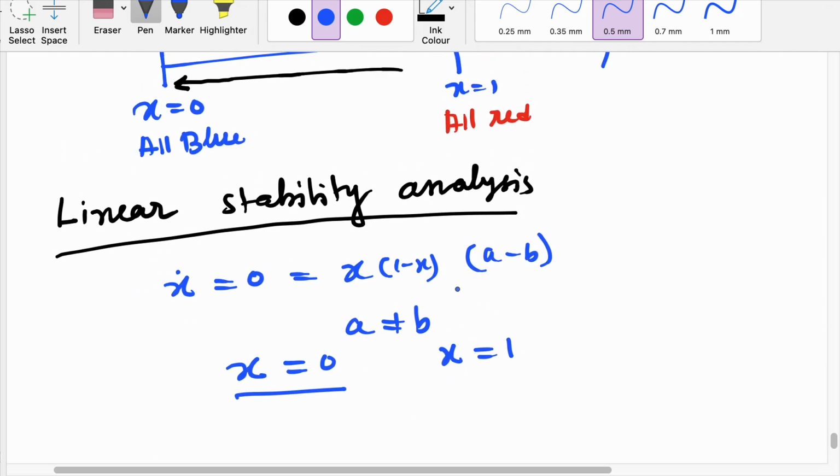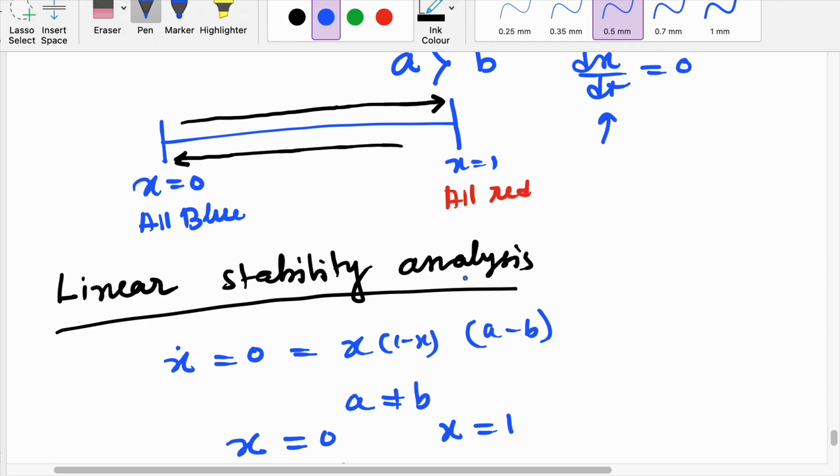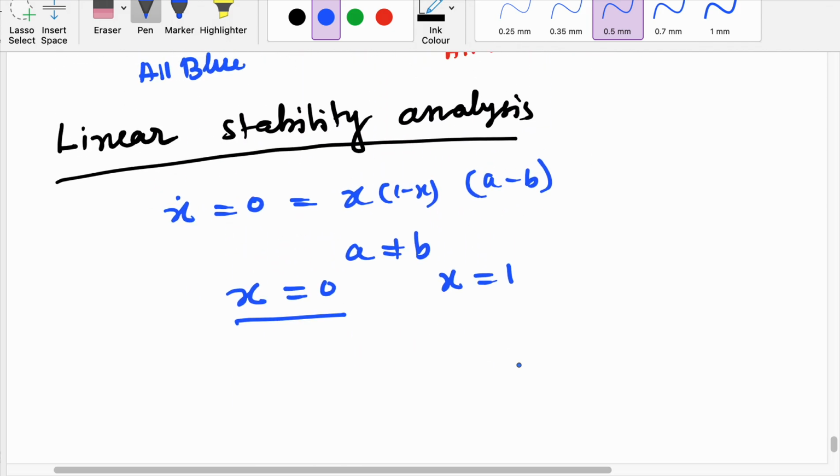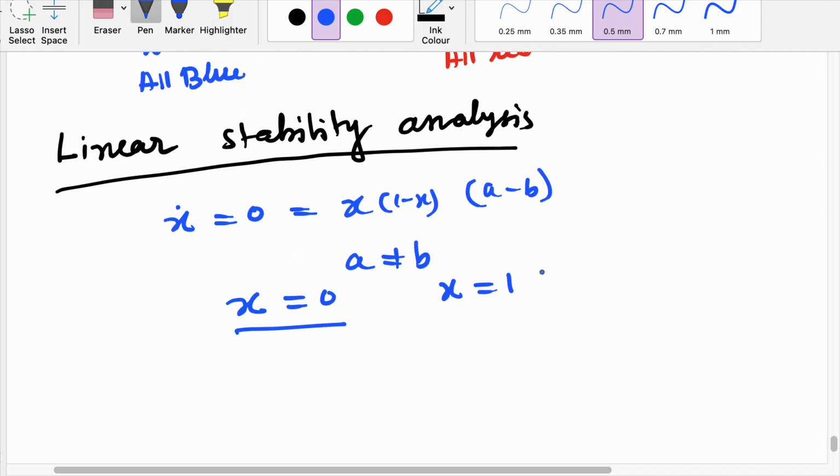And if x equals 1, that means the population becomes all red; no blue individuals are there who can reproduce. So this is technically called the fixed points. Why is it fixed? Because if my dynamics go there, they will not change further. Now the question is whether these fixed points are stable or not?